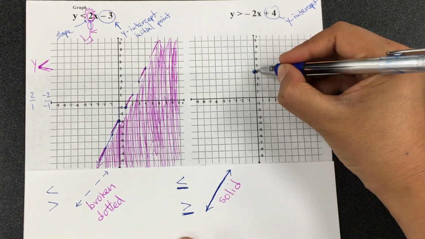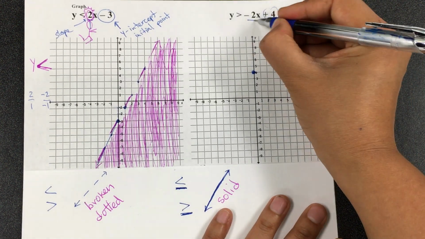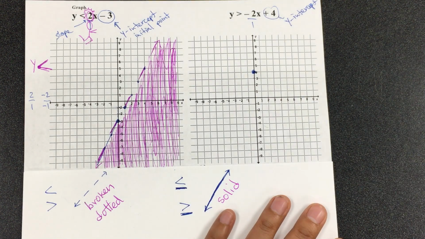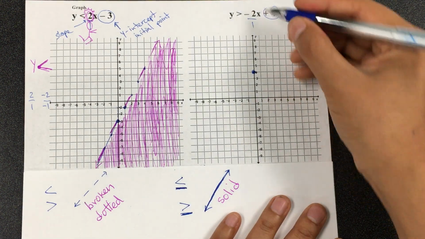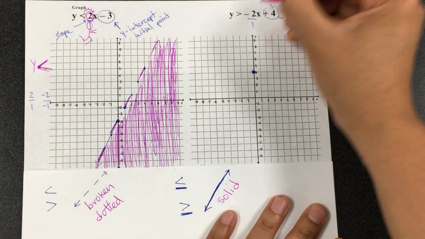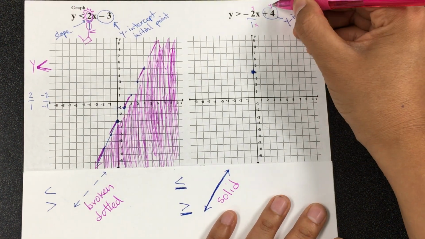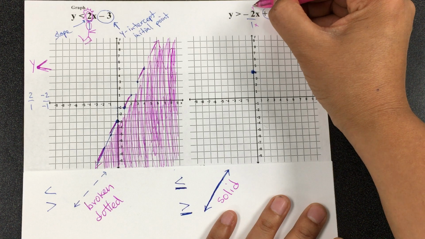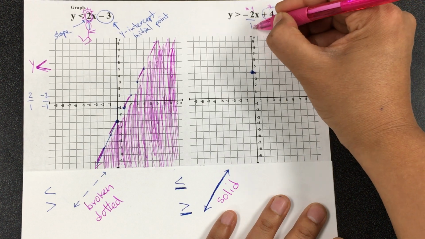Okay, that is why it's up. Then the rise and the run. This time the rise is -2. Remember, this is Y, and this is X. I said, this is the Y-intercept, this is change on Y, and this is change on X.